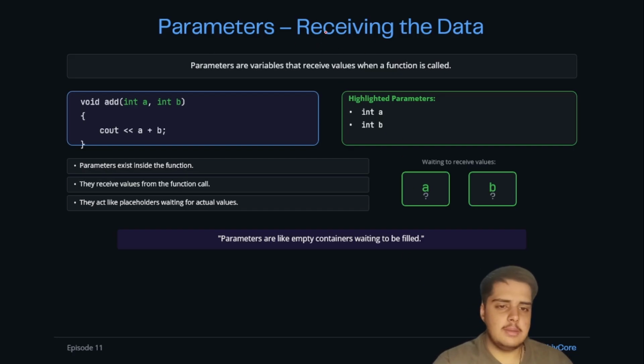Coming next, parameters receiving the data. Parameters are variables that receive values when a function is called. Example: void add. So the highlighted a and b are the parameters here. Parameters exist inside the function. They receive values from the function call and they act like placeholders waiting for actual values. So parameters are like empty containers waiting to be filled.